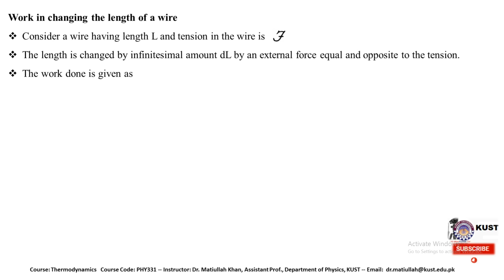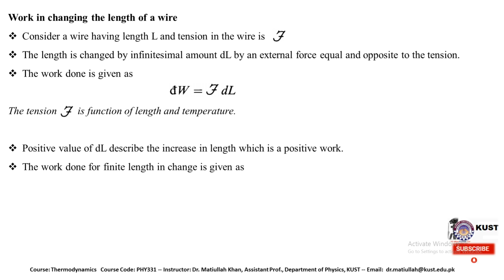So we have the other part of the lecture, that is work in changing the length of a wire. We consider a one-dimensional system and we need to calculate the work done in changing the length of a wire. For that purpose we consider a wire having a length L and tension in the wire represented by tau. The length is changed by an infinitesimal amount dl by an external force equal and opposite to the tension. So the work done is given as dW = tau dl. The tension tau is a function of length and temperature.